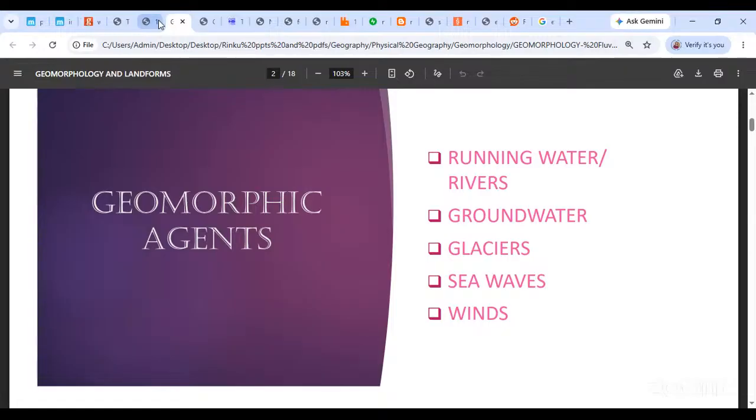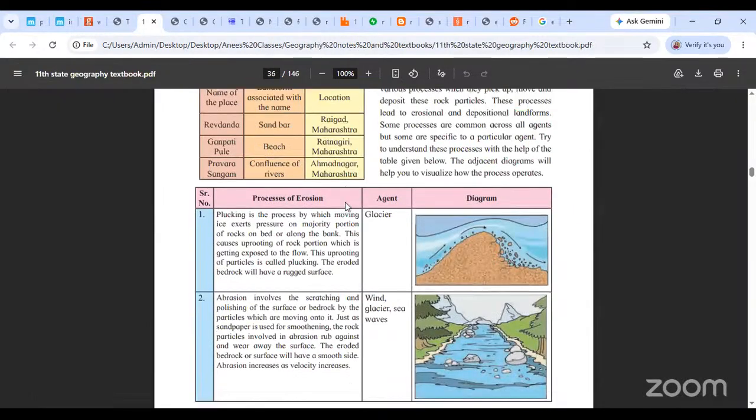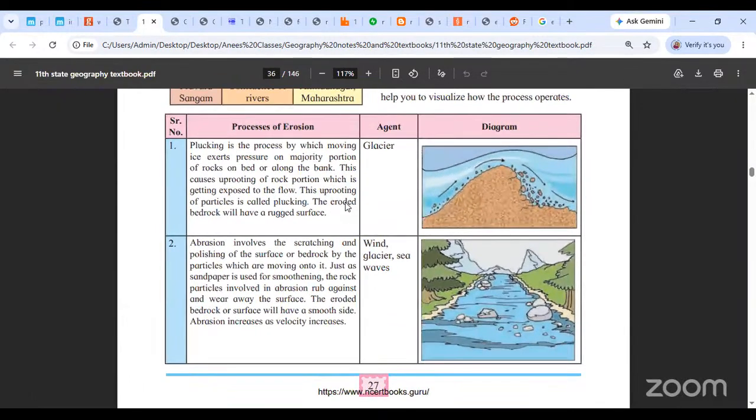तो ये जो processes होते हैं उसके अलग-अलग छोटे-छोटे processes होते हैं. Okay, all these agents, depending on which agent it is and what its special feature is, will work in different processes. Okay, so we are going to look at all these processes.